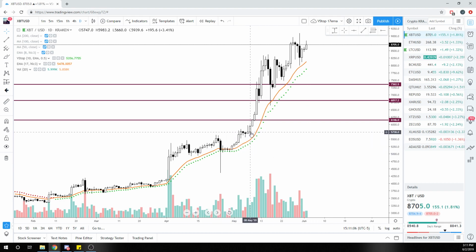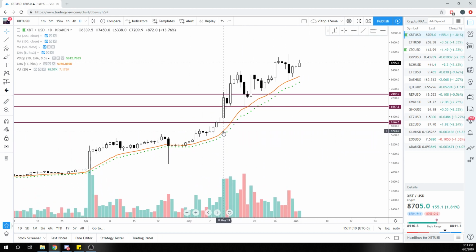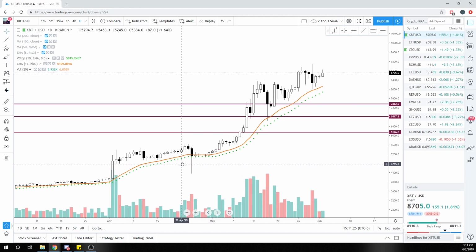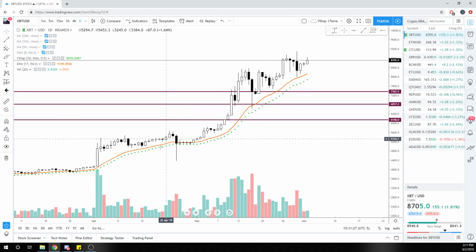Here, you could have bought on this pullback right here, but the further you buy from your 17 EMA and the V stop, the more risk you're going to have. Because you want to buy close, because you could always set your stop, if you're into setting stops, a little bit below that, or, in this case, you would have got stopped out right here. But we all know how cryptos trade. They have these long wicks. But yeah, the closer you buy to support levels, the better risk and reward you have.